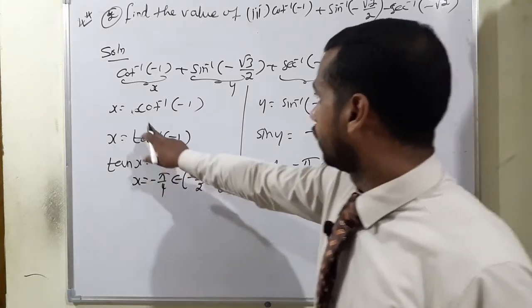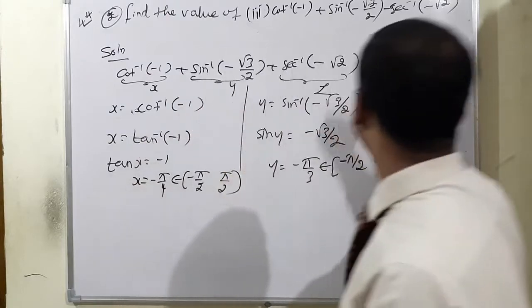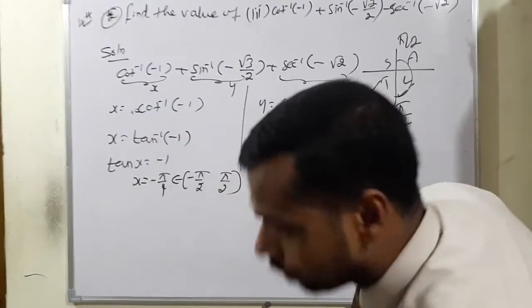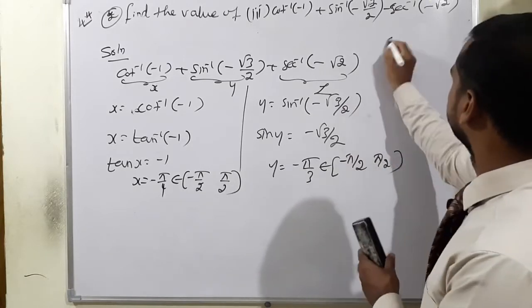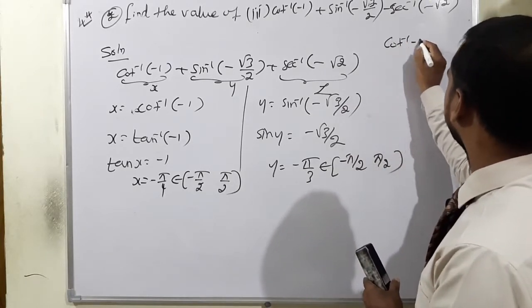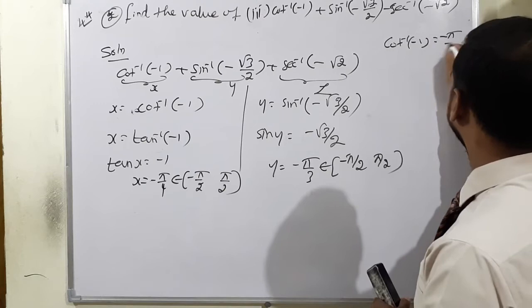Next, x. Consider cot inverse of minus 1. I will write it here. So cot inverse of minus 1, what is the answer? Cot inverse of minus 1 is equal to negative pi by 4.